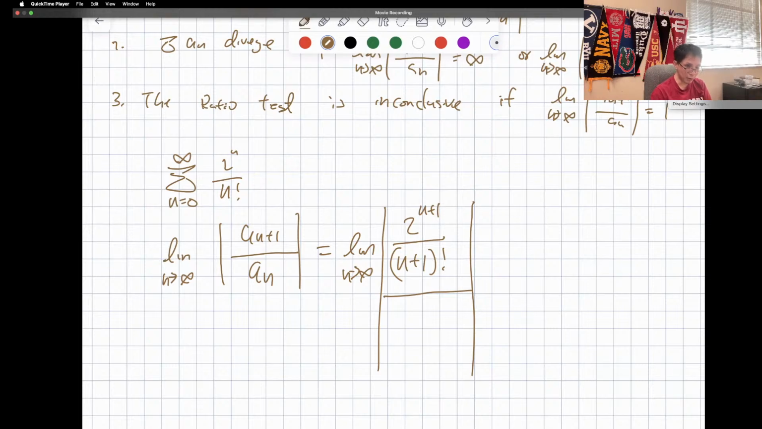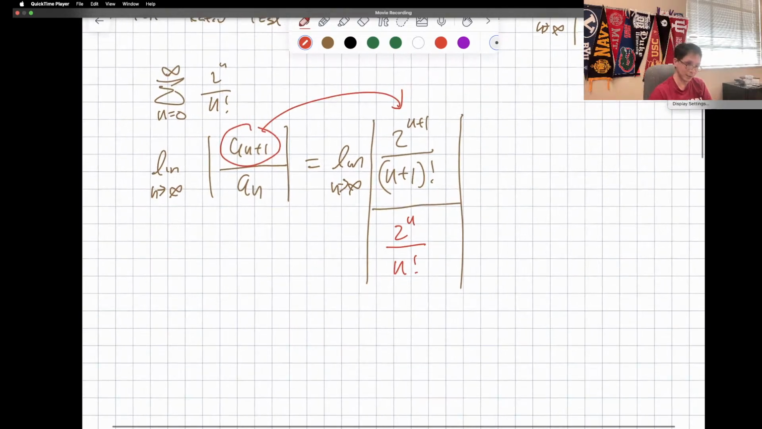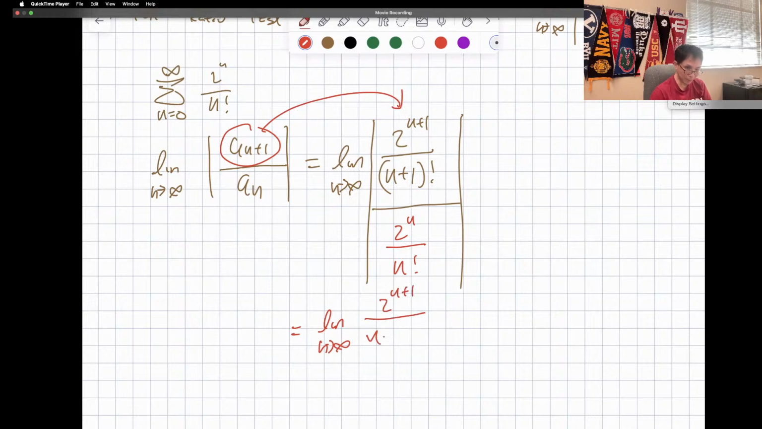Okay, so now this is a sub n plus 1, and this is n factorial. Now, does the absolute value matter in this situation? It doesn't, because it's always positive in this case, so we can drop the absolute value. So the limit as n approaches infinity will be 2 to the n plus 1 over (n plus 1) factorial times n factorial over 2 to the n. Is that okay? Yeah. Keep, change, flip.